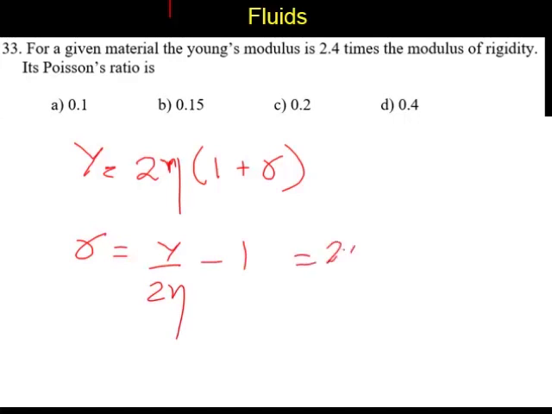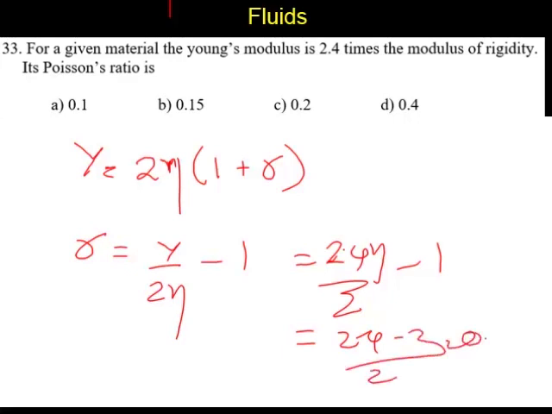Y is given as 2.4 times the rigidity modulus, by 2 eta, minus 1. So it is 2.4 by 2, minus 1. We have to write it like this: you take a common denominator, 2.4 minus 2 by 2. So it is 0.4 by 2. So the answer is 0.2. C is the answer.